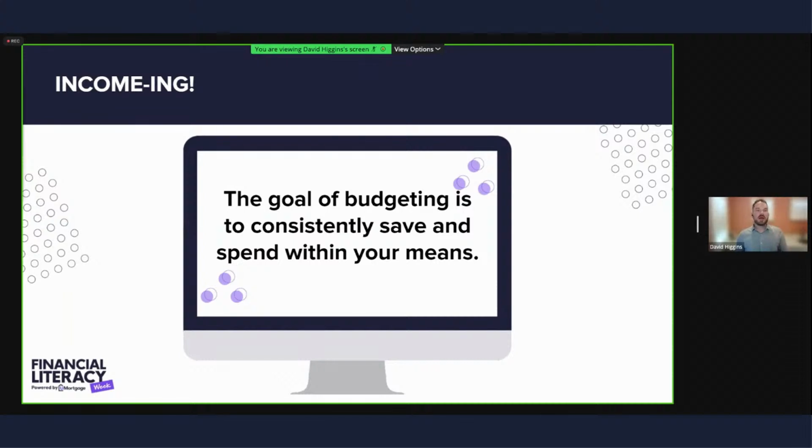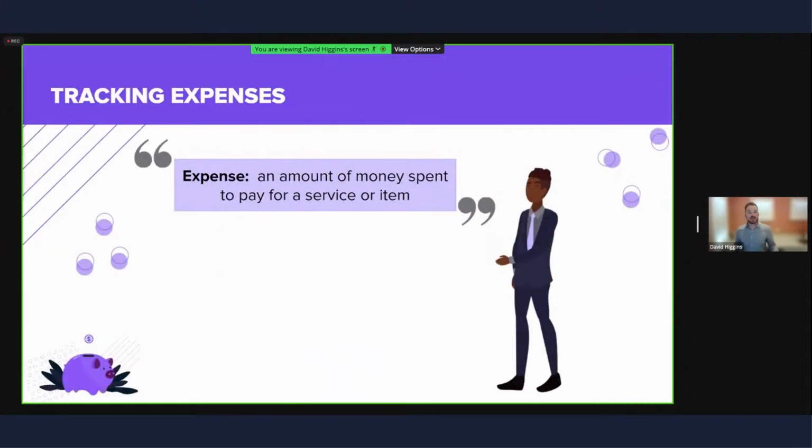All right, so that covers a little bit about our income side. Let's take a look a little bit more at our expenses side. So tracking expenses, right? We talked tracking income, let's talk tracking expenses. Tracking expenses tends to be a little more complicated for most people than tracking income. And to understand why that is, we have to start by simply defining what an expense is. So think of an expense as any amount of money that you spend to pay for a good or for some sort of service.